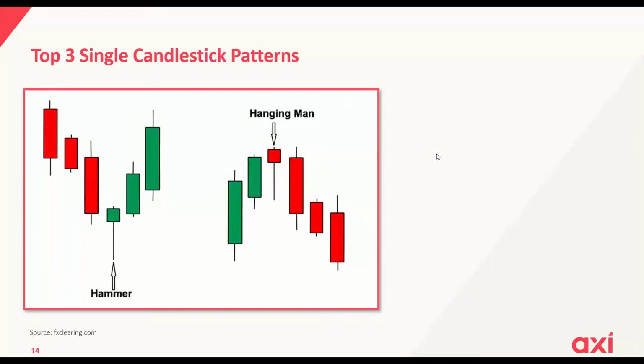Okay. Now let's move on to my top three favorite single candlestick patterns. One of my favorites has to be the hammer and the hanging man, right? The hanging man is what you find on the top of a trend before you see a reversal, and the hammer is what you see at the bottom of a trend before you see a reversal.